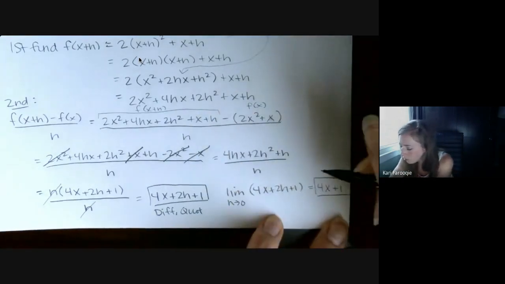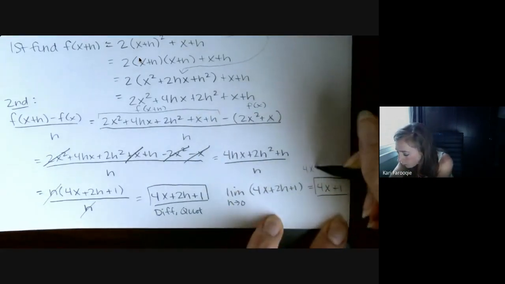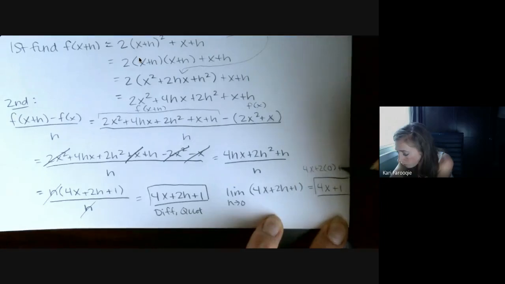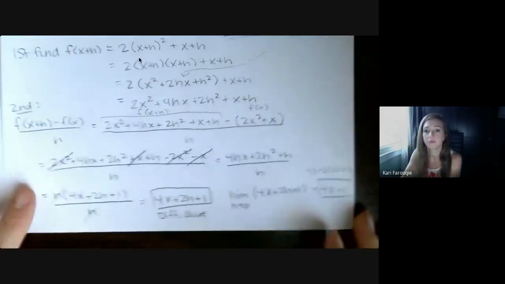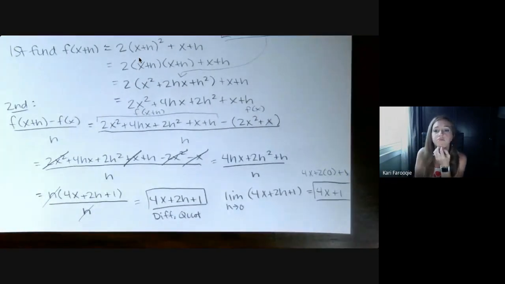If you are wondering where that came from, we had 4x plus twice 0 plus 1. And it's okay that your answer has an x in it. It should. It's supposed to. Okay, that is all I have to say about 1.2.